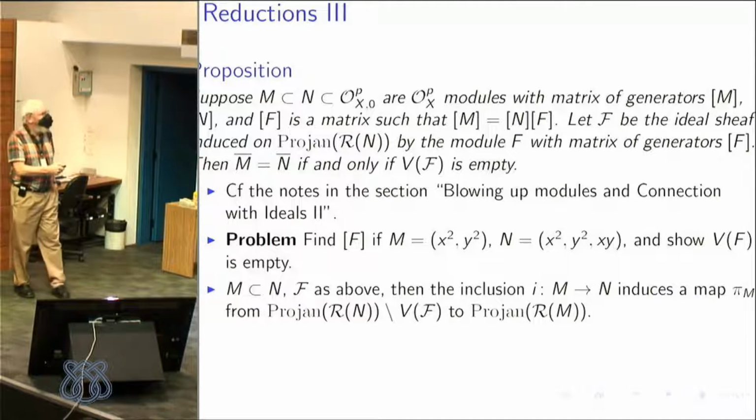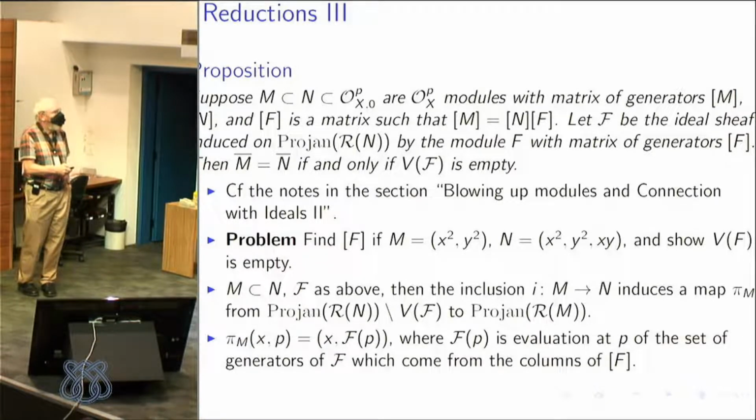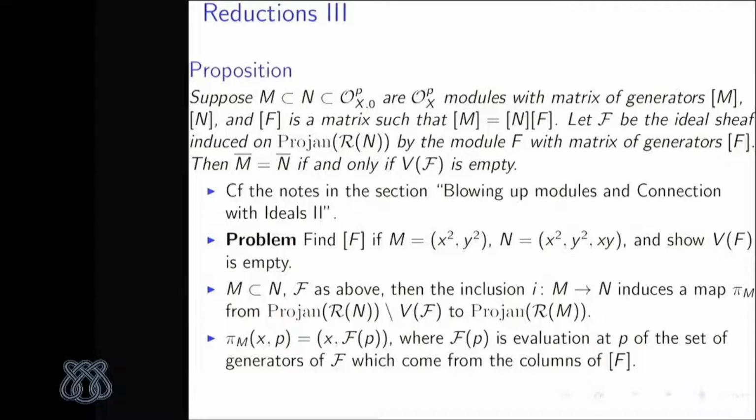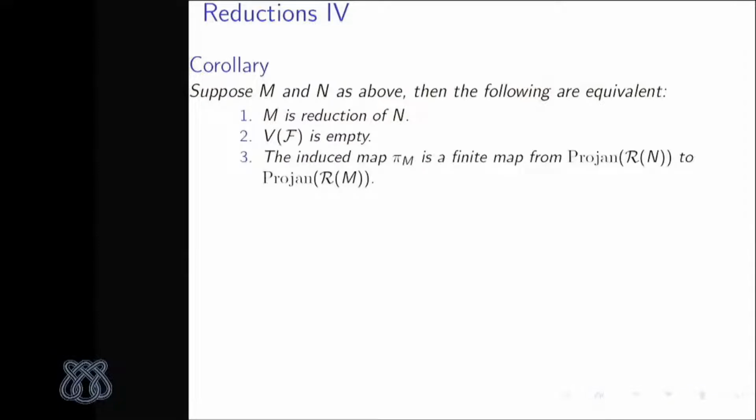Now, if we have the situation we had before, M contained in N, then we have an inclusion from M into N, and that gives us a map from Proj R_N minus V of F to Proj R_M, which you can think of just as projection. Here, I've written it out. We take a point (x, p), so it's a point x, and this p is some kind of line. And we just map it to (x, f(p)), where f(p) is the evaluation at p of the set of generators of F, which come from the columns of F. And that gives us a map. And the corollary is that if M is contained in N, then M is a reduction if and only if V of F is empty, if and only if the induced map pi_M is a finite map. All right.